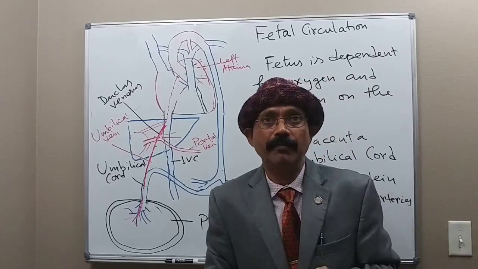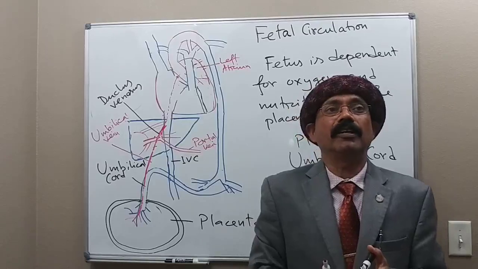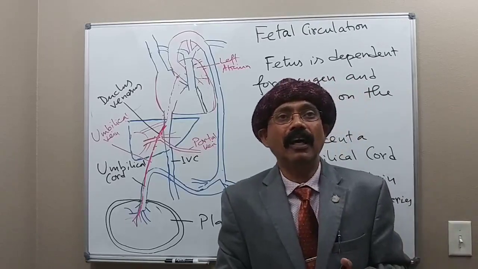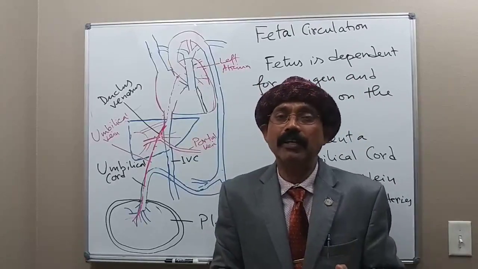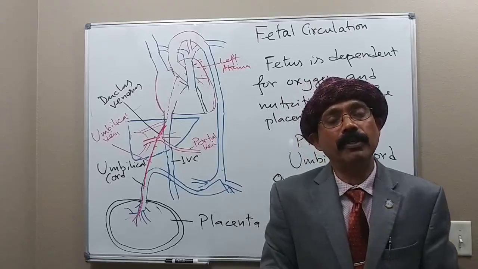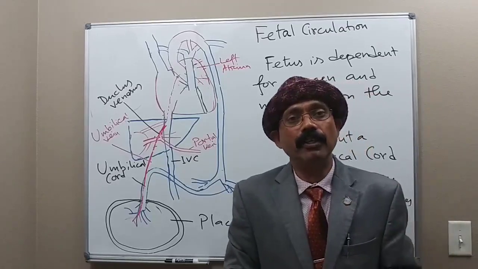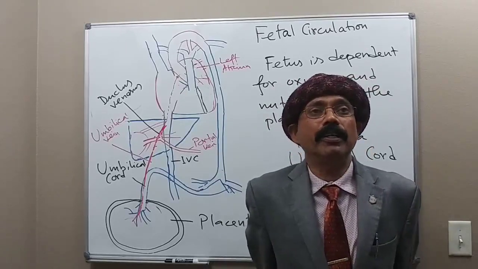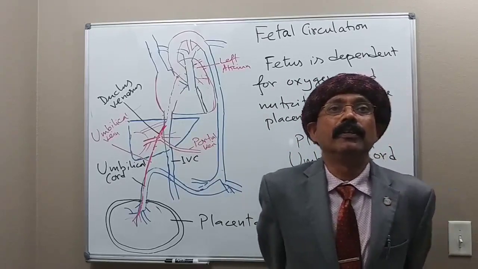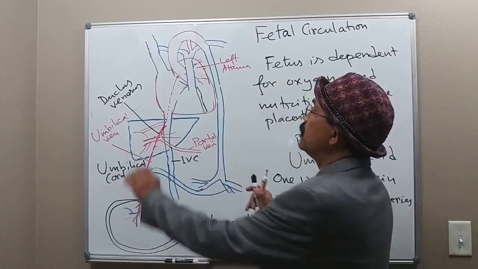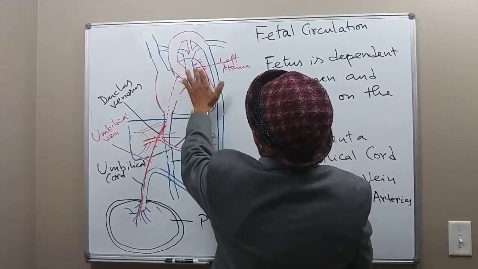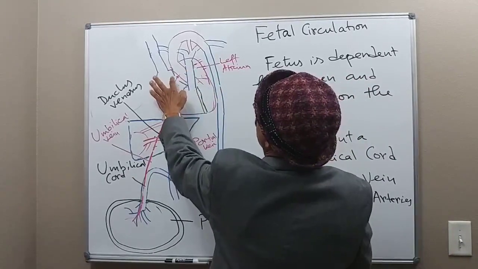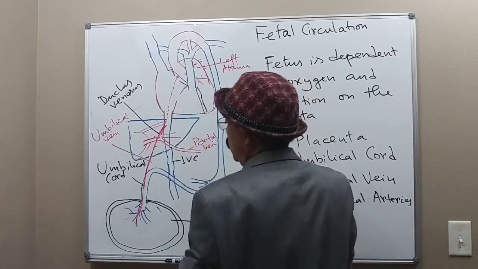Blood entering the right atrium from the inferior vena cava bypasses the right ventricle, as the lung is not yet functioning. As I discussed previously, the lung contains fluid and is not taking part in respiration. So from the right atrium, blood will go to the left atrium via the foramen ovale.